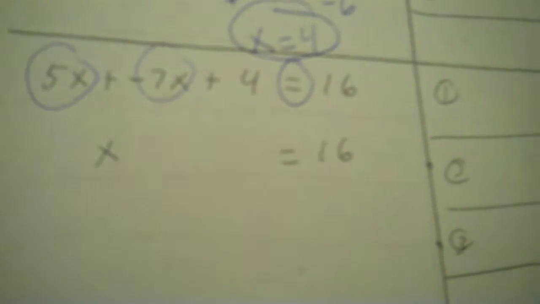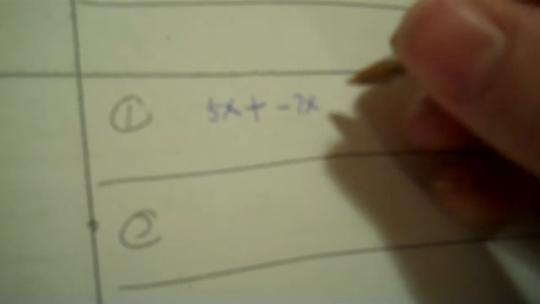Remember, the minus button's here and the negative button's right there. I'll try to go through this a little slower. I'm kind of moving too fast. So your x's, you're going to circle your x's, because again, they're on the same side of the equals. So you put a plus, and you put 5x and negative 7x.